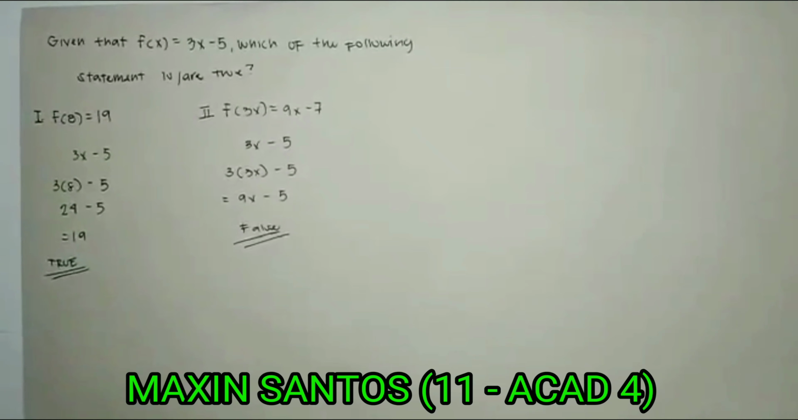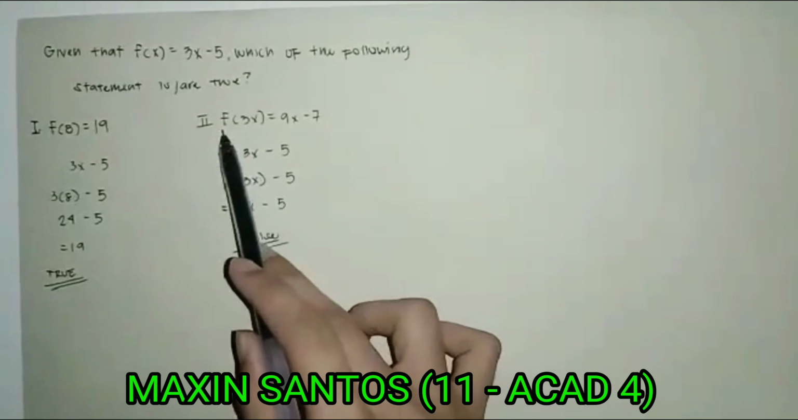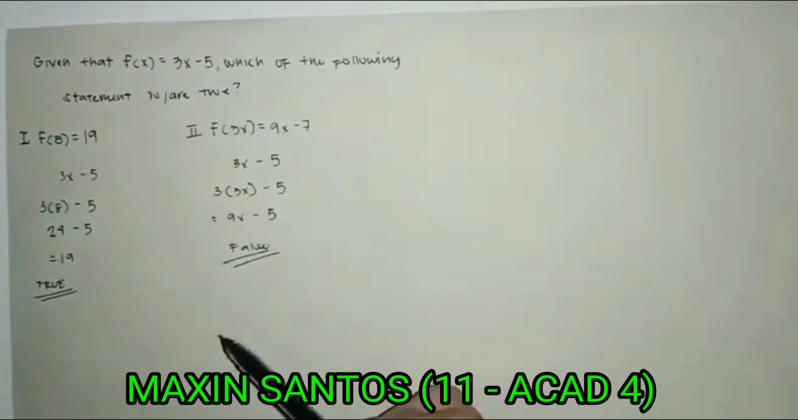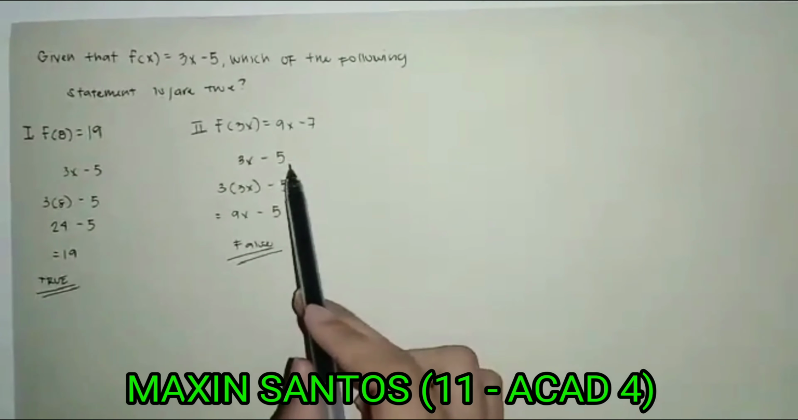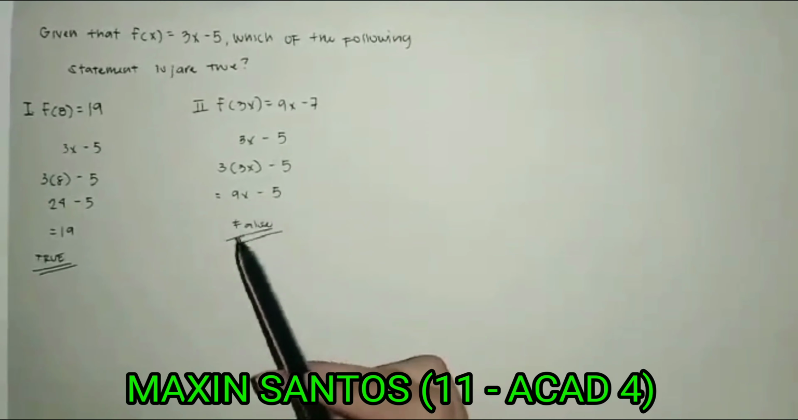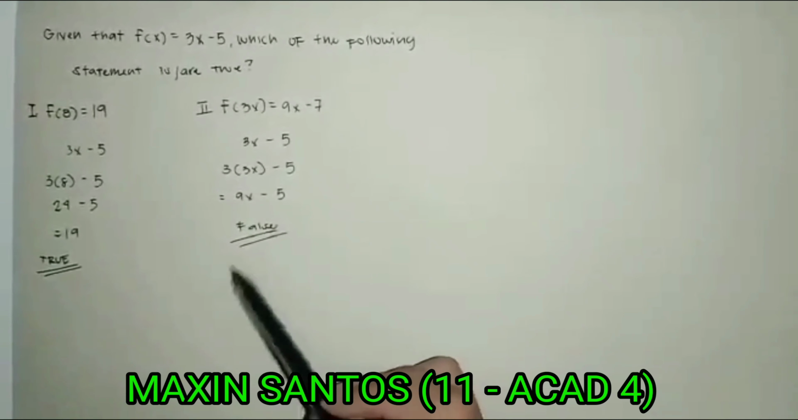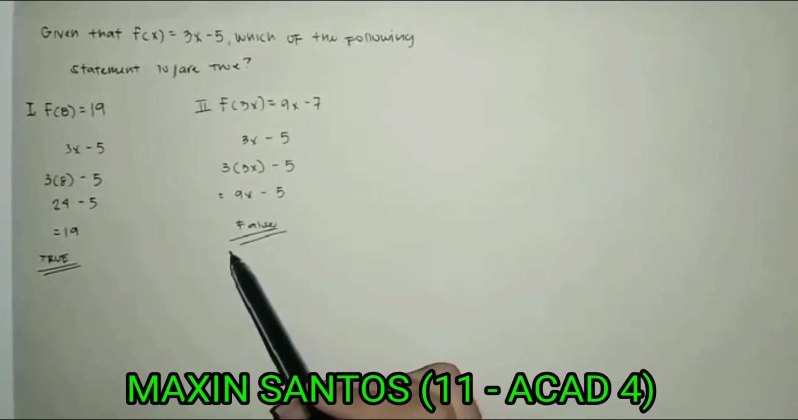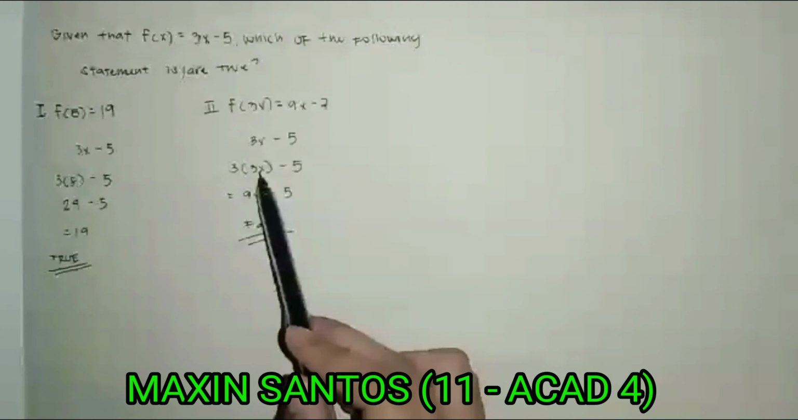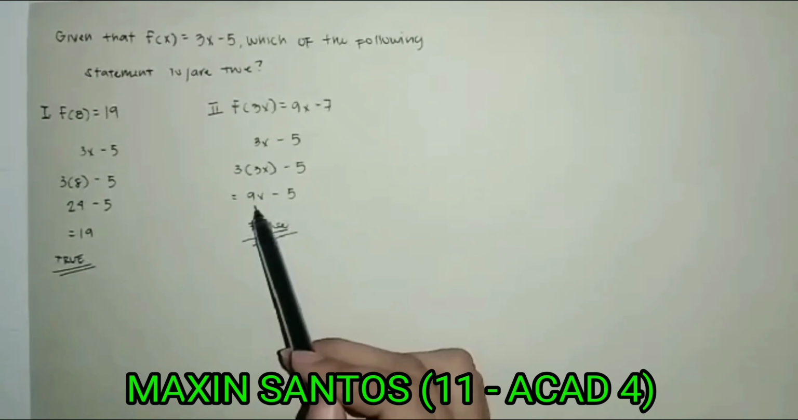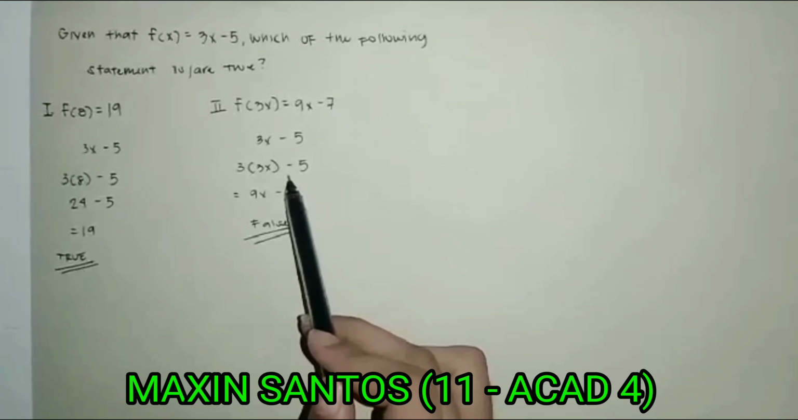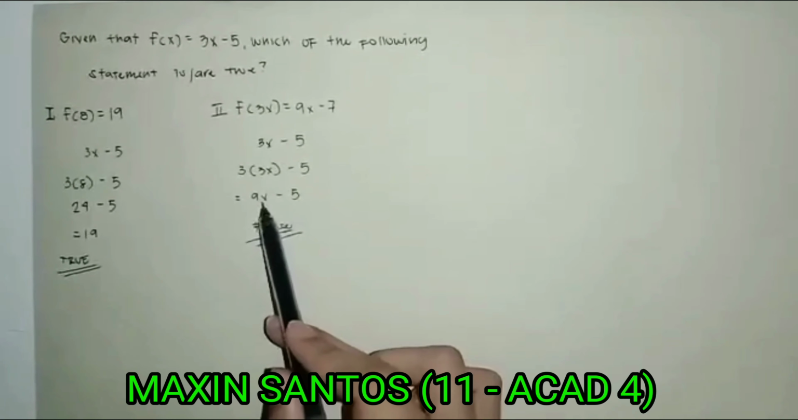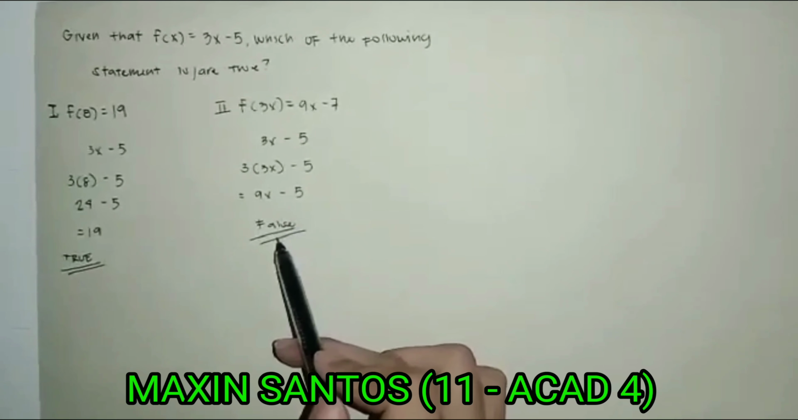So we are at our second statement, which is f of 3x is equals to 9x minus 7. The first step you need is to copy the given expression, which is 3x minus 5, and then after that you will substitute the x, which is 3x. The third step is you will multiply the first term, which is 3 by 3x, which will lead us to 9x, copy the minus sign, and then the second term, which leads us to the answer, which is 9x minus 5.